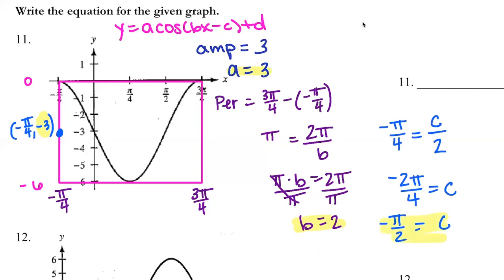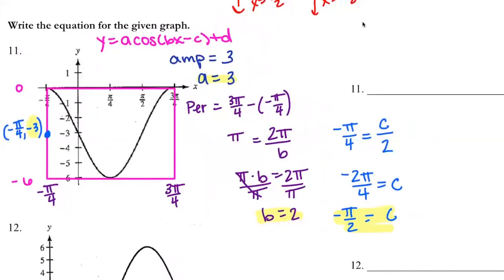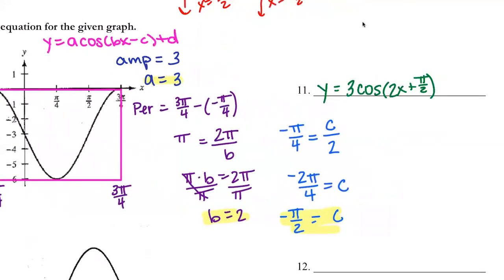So when we write the equation of this curve, we have y equals a cosine of bx minus c plus d. Okay, this should be a positive because we have shifted to the left. We have bx minus c.